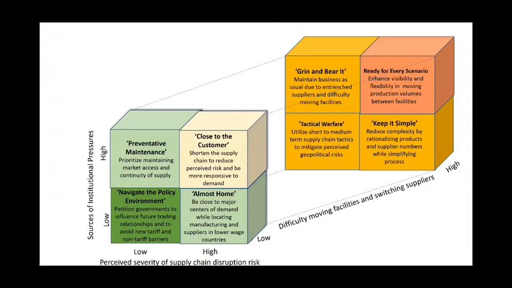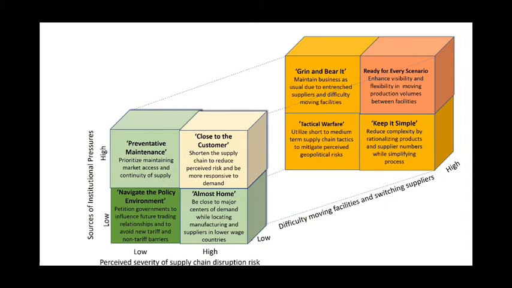So then what we tried to do is understand how all of these scenarios fit together. And you can see here, hopefully this is the right way for you guys, on that axis, the sources of institutional pressure. When institutional pressure was high, you can see that the perceived severity of a supply chain disruption risk was relatively low. These companies just focused on maintaining access to the market. When the institutional pressures were perceived to be low and the supply chain disruption risk was perceived to be low, these companies, first of all, went out and navigated the policy environment. They tried to influence policymakers.